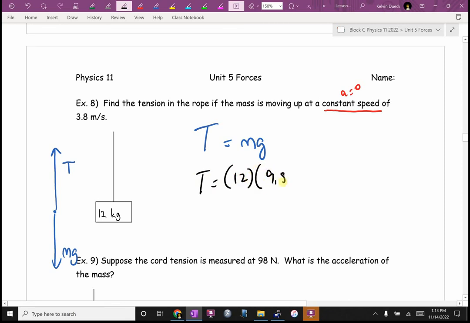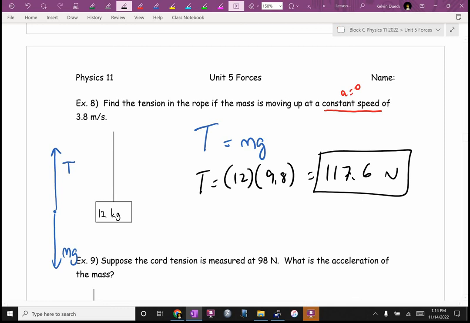G, 9.8. Not negative. I'm calculating tension, which is pointing up. I'm not going to put the negatives in this unit. I can do that in my head. 12 times 9, it's going to be 120, take away 2.4. It's going to be 117.6, I think. Okay. I guarantee there will be a question in your future where it's constant speed, but I give you a velocity and a direction just to tempt you to turn it into an acceleration because you're not paying attention.